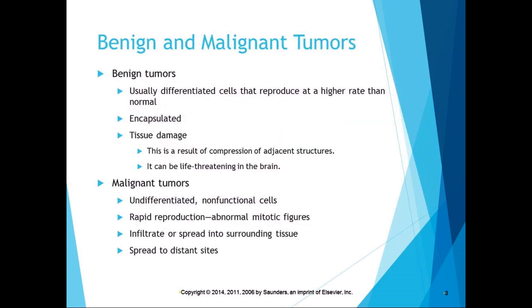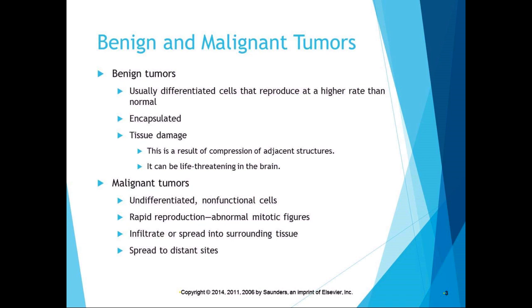So benign tumors usually have differentiated cells, meaning the cells are similar to the cells in the area, but they reproduce at a higher rate than normal for the cells in the area. Benign tumors tend to be encapsulated. Any tissue damage from benign tumors tends to result from compression of adjacent structures. So it's just kind of edging things out. In the brain, this can be life-threatening. In other areas, it might not be.